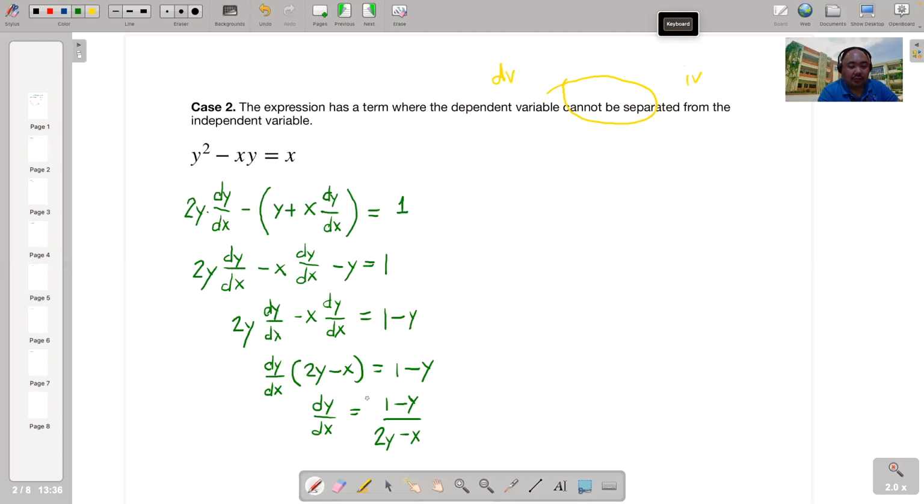Now, what does this mean? This means that this expression, (1 minus y) all over (2y minus x), is the unknown derivative that we were writing earlier as just dy/dx. Okay, and we were able to arrive at this using implicit differentiation. All right, to see some more examples, just look at the next video.